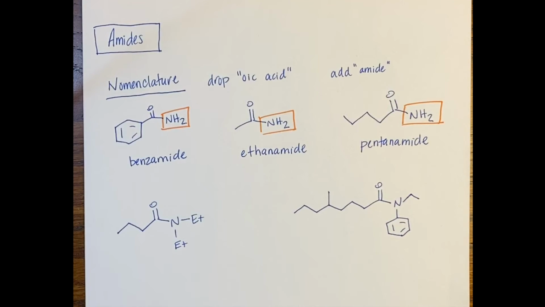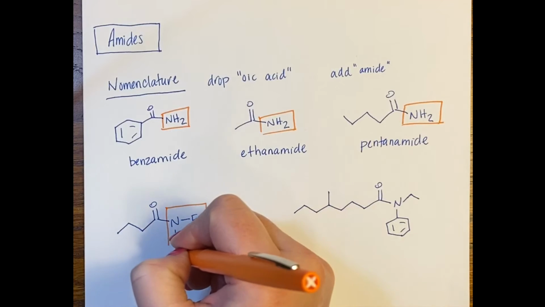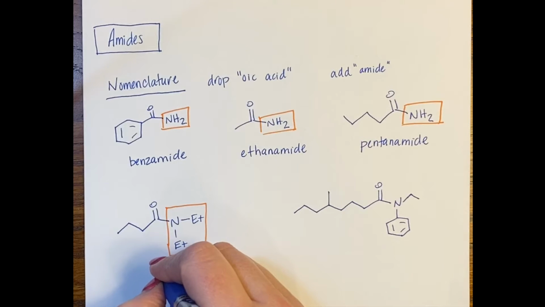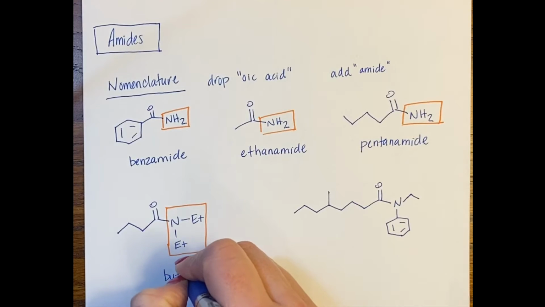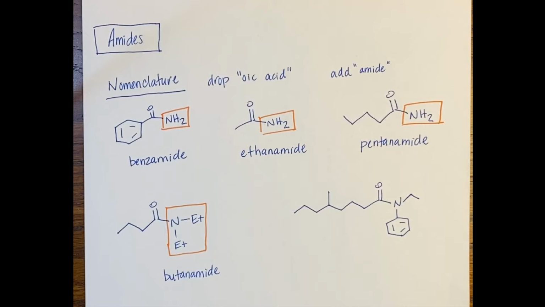We can also look at compounds like these here, where the nitrogen in each of these examples has alkyl groups bonded to it. So we'll need to include these groups in the substituents for our name. Here the nitrogen has 2 ethyl groups that are bonded to it. When it comes to naming this compound, we have a 4-carbon amide. So our parent carboxylic acid would be butanoic acid, which is going to give me butanamide as the parent name for this compound.